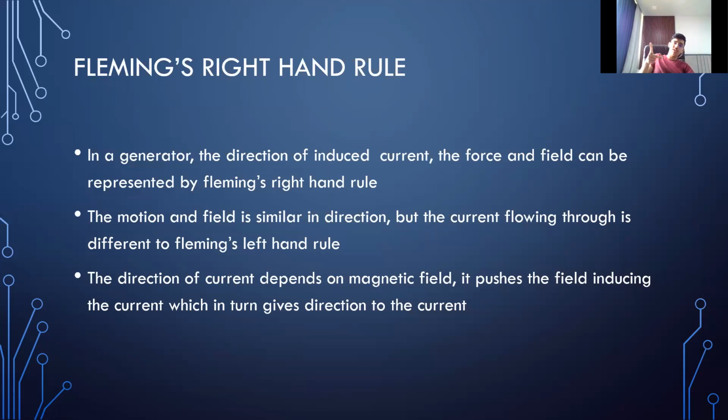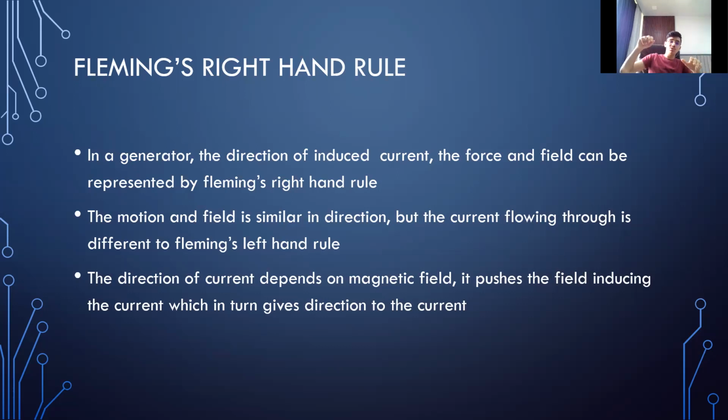Over here you can see the motion and the field is similar, but the current flowing is different. It is always opposite to the Fleming's right hand rule. The direction of the current depends on what kind of magnetic field, or more where the magnetic field is. It pushes the field, inducing a different kind of current.